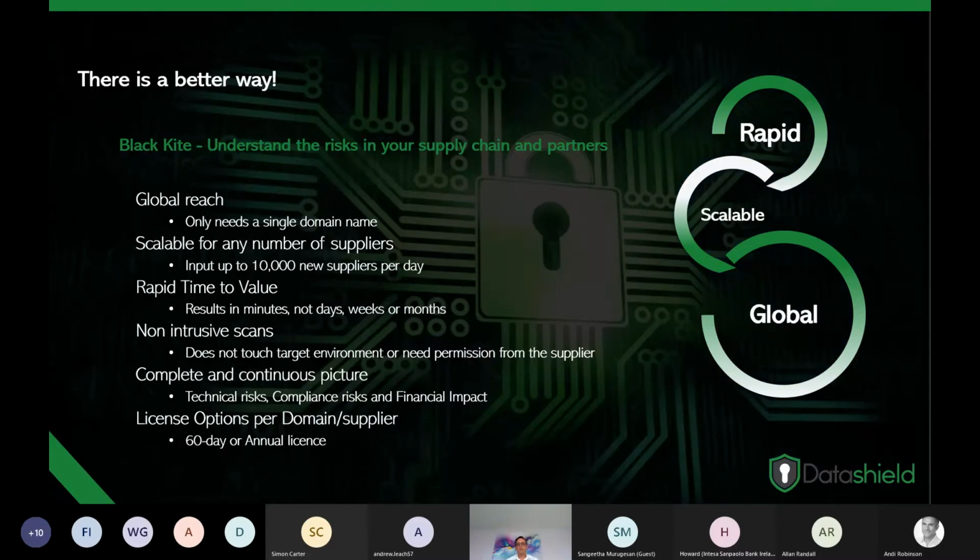Now, to give you a quick overview of the platform, it's designed to be incredibly quick. It's incredibly scalable and has a complete global footprint. All the platform requires is the domain name of your supplier, .com, .co.uk, .nz, .sa, whatever it is. That's all it is. You can import multiple suppliers into the platform, and the platform is completely scalable. Up to 10,000 new suppliers per day can be inputted into the platform.